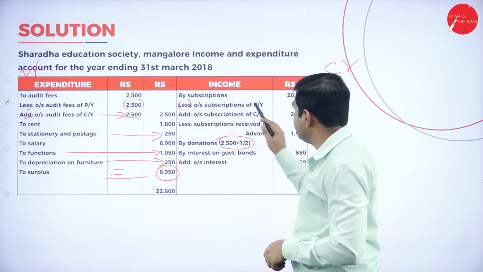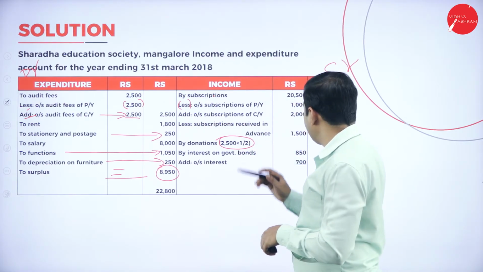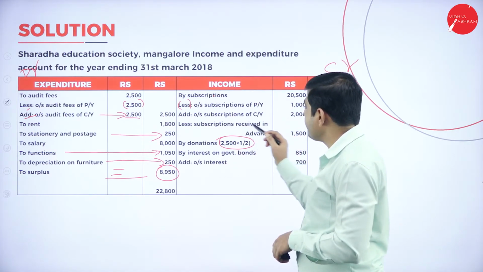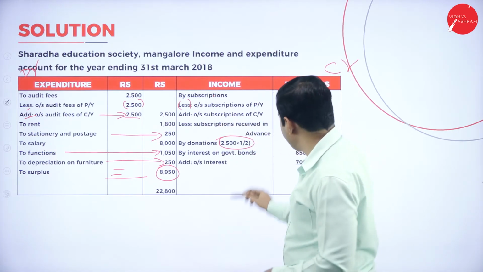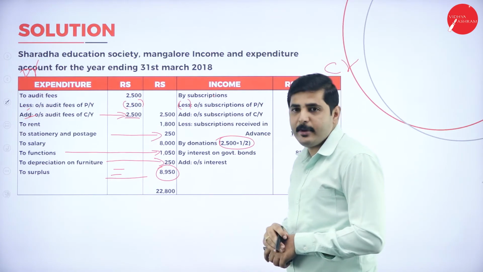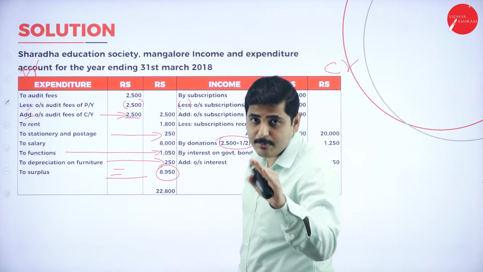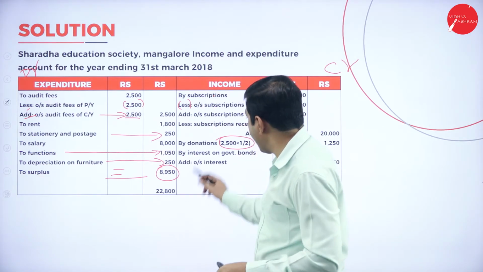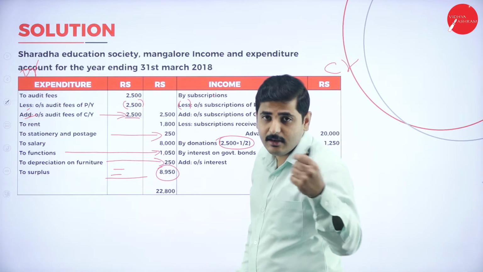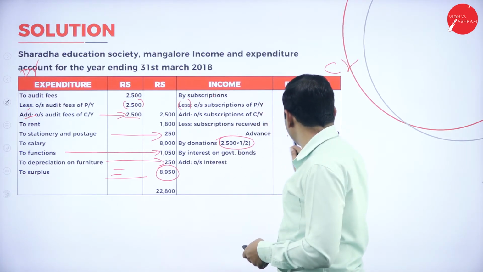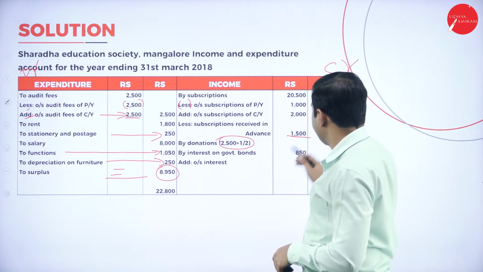Again coming to the subscription here: previous year subscription outstanding, we should deduct it. Current year outstanding, we should add it, 2000. Current year advance payment, we should deduct it. If you have previous year prepaid or previous year advance receipt, we should add it. Current year advance payment, we should deduct it. So if you deduct this amount, we will get 20,000.